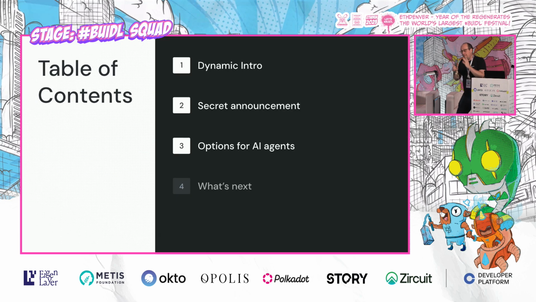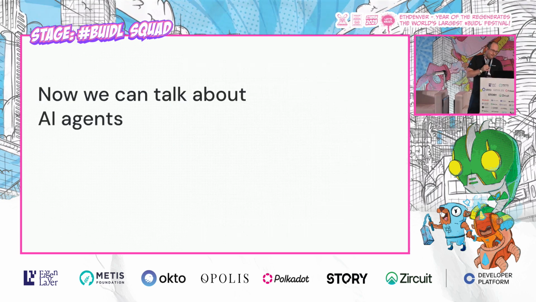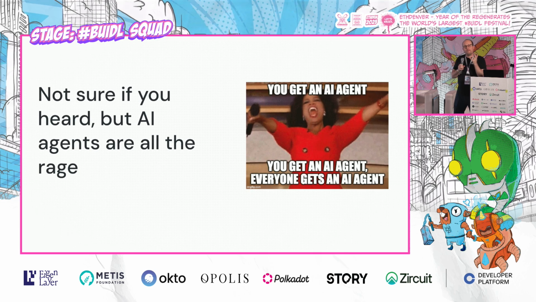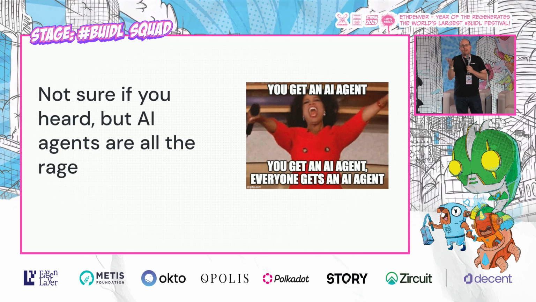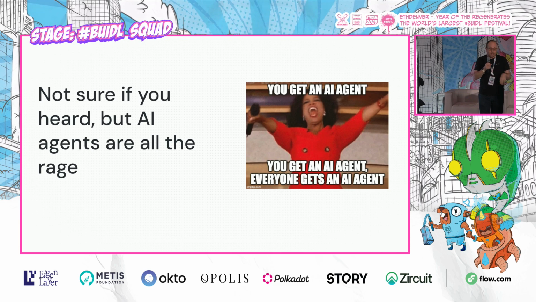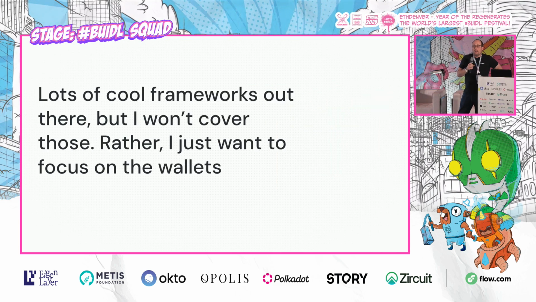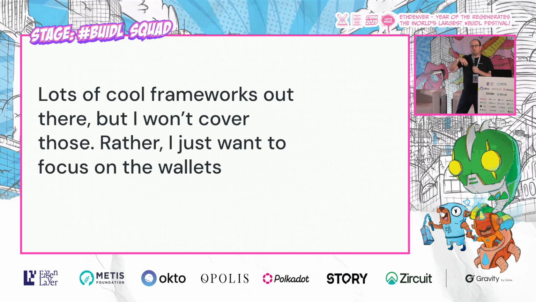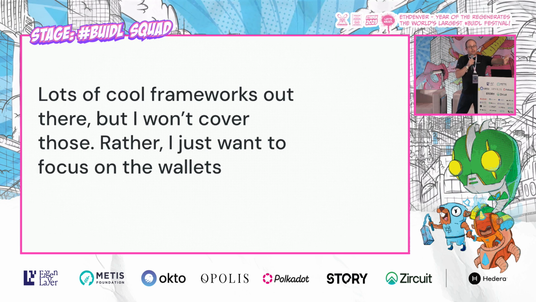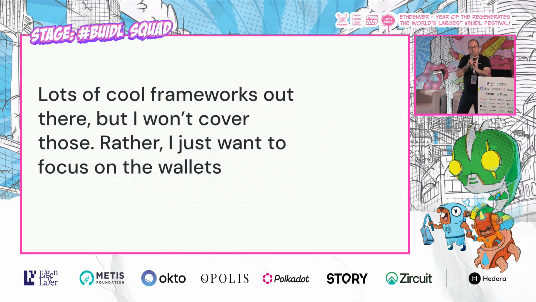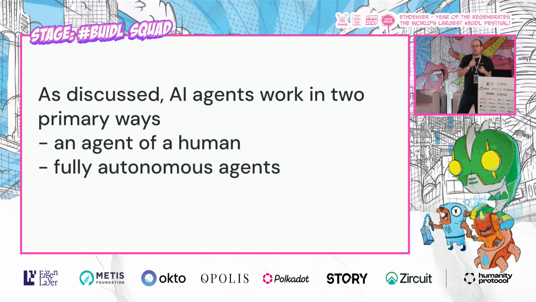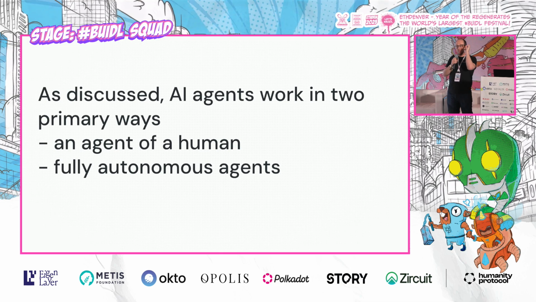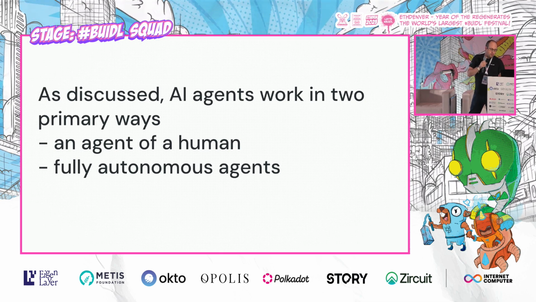But with that, let's actually finally talk about AI agents. So not sure if you heard, AI agents are all the rage. I really hope we get to a point where we wake up in the morning and we have a bunch of these agents working for us. There are lots of cool frameworks out there to manage AI agents, to manage Web3 AI agents. I'm actually not going to talk about them. I'm just going to focus on the key management part and how key management changes and how it should be structured for this. So as we talked about, there are really 2 ways to do this: human in the loop and no human in the loop.